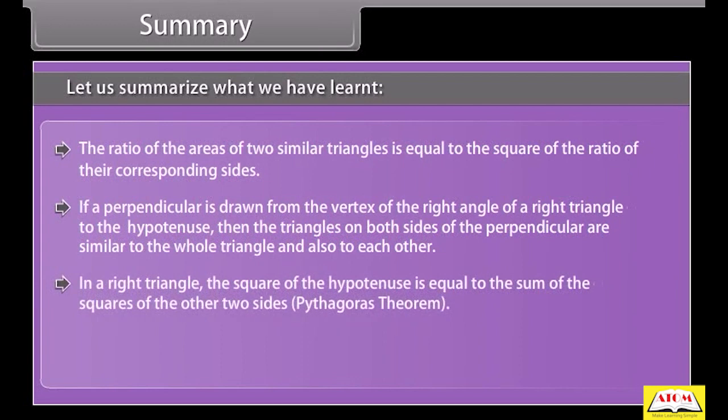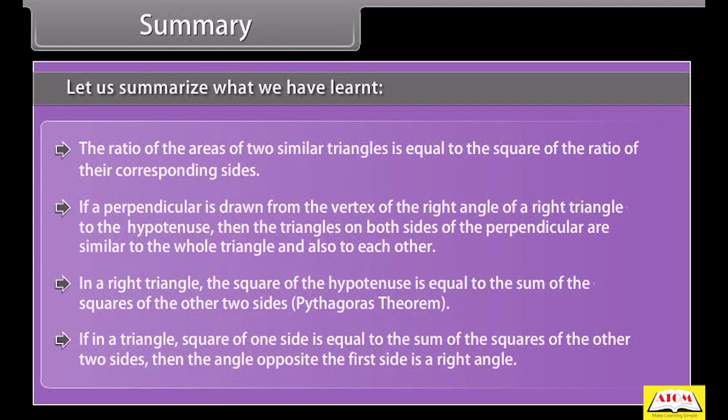In a right triangle, the square of the hypotenuse is equal to the sum of the squares of the other two sides, Pythagoras theorem. If in a triangle, the square of one side is equal to the sum of the squares of the other two sides, then the angle opposite the first side is a right angle.